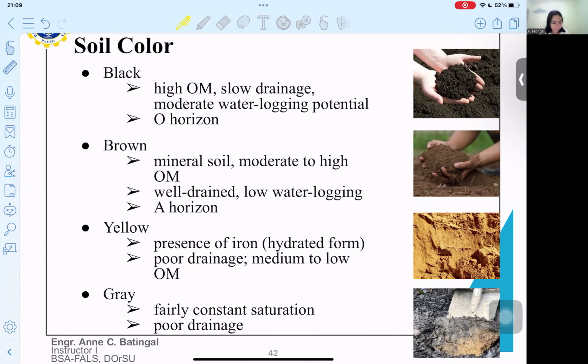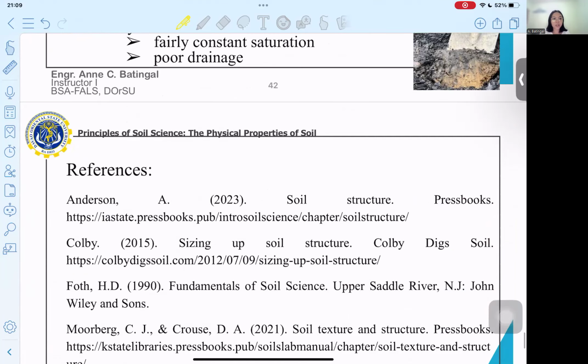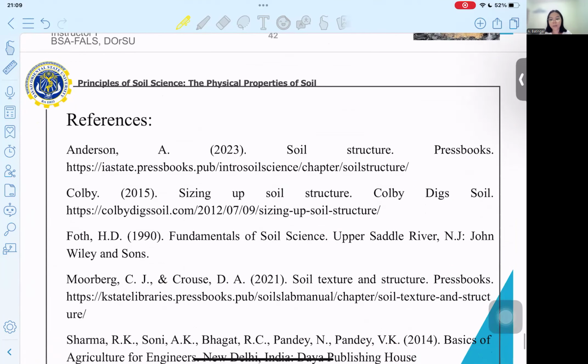Okay, so that's it for your physical soil properties.